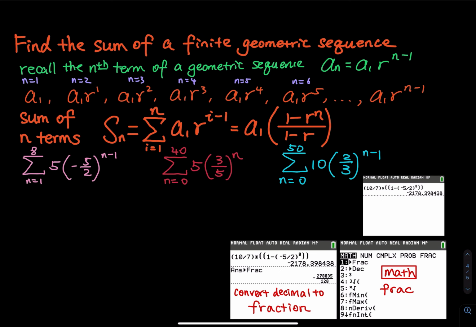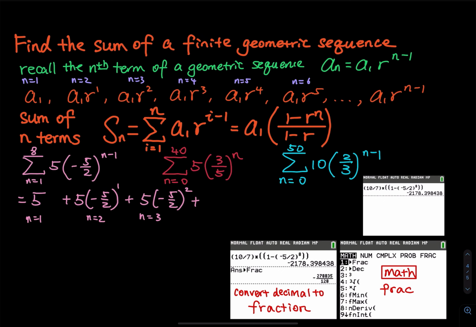When n is equal to 1, what do we get? When n is equal to 1, we have a 0 power, so we have a 5 only. And when n is equal to 2, we have negative 5 over 2. 2 minus 1 is 1. So this is n equals 1, n equals 2. The power is always 1 less than n. When n is equal to 3, we have a 5, negative 5 over 2. 1 less than that is 2.